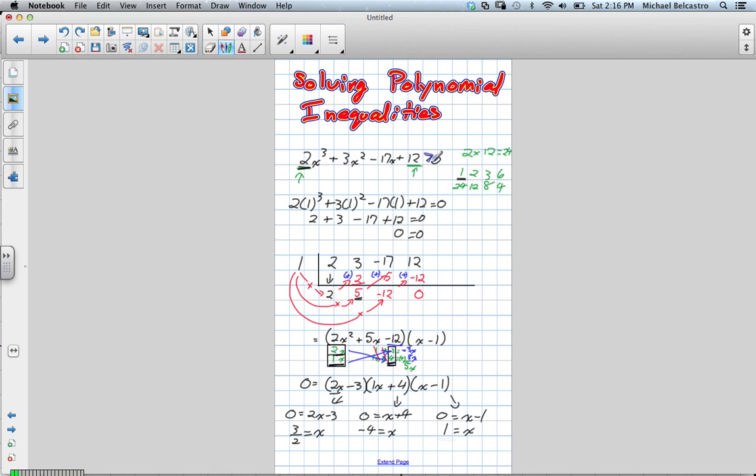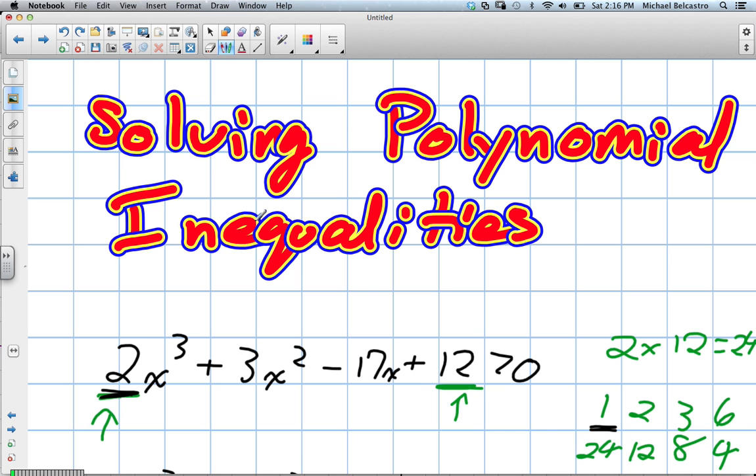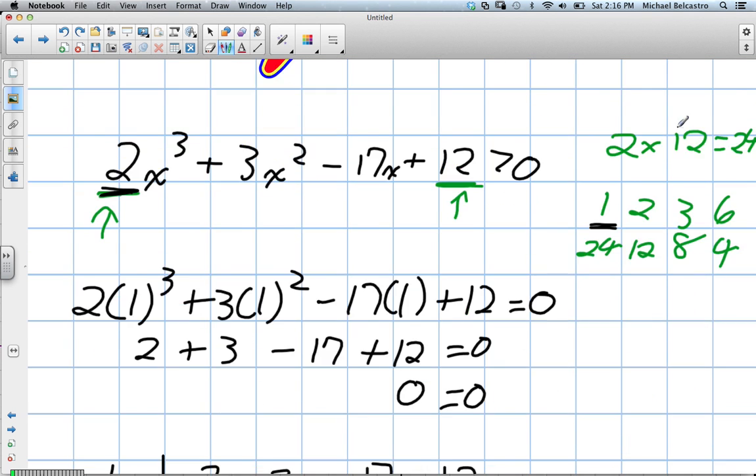We need to figure out in this question, is h of x greater than 0 when x is less than negative 4, when x is between negative 4 and 1, and so on. We'll organize that in a second.